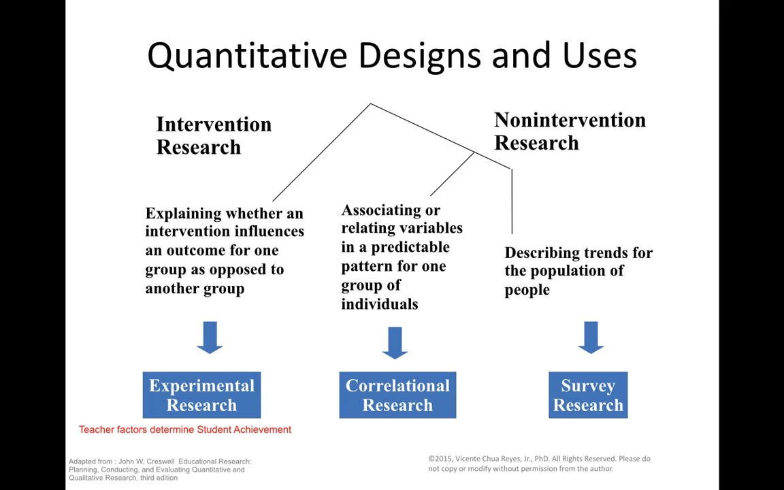Some examples: teacher factors determining student achievement. An intervention is made, a teacher factor intervention, and then results try to determine whether these teacher factors affected student achievement. In correlational research, there is no intervention made, so you basically compare school type with student achievement and see whether there are relationships that occur. Again, there is no intervention made. In survey research, you essentially take a look at student achievement and differentiate these according to, for example, races.